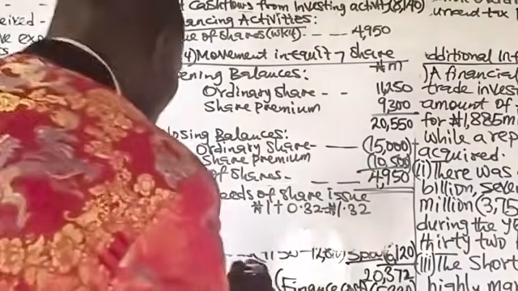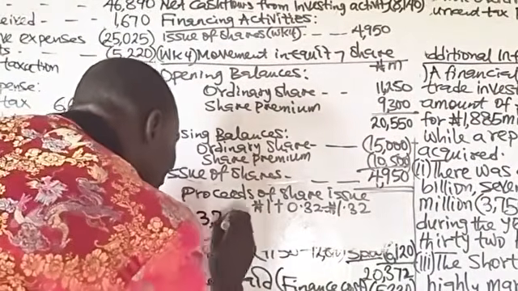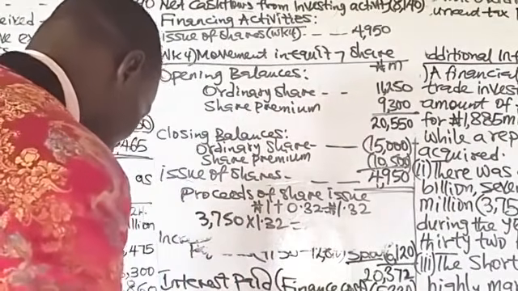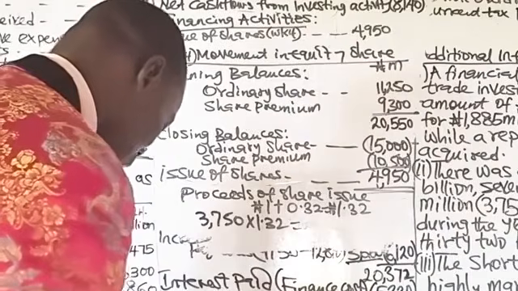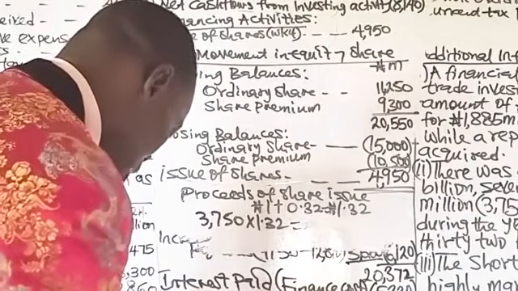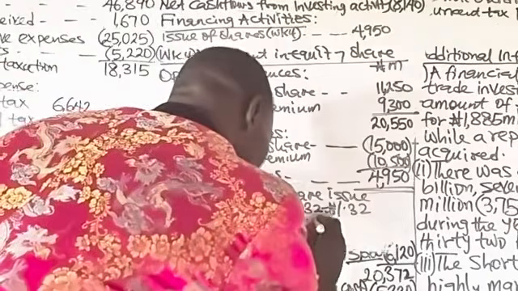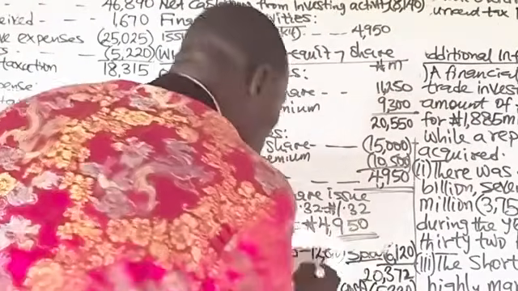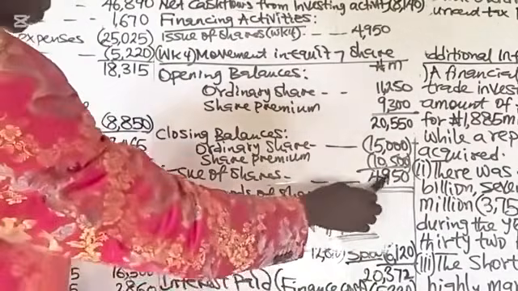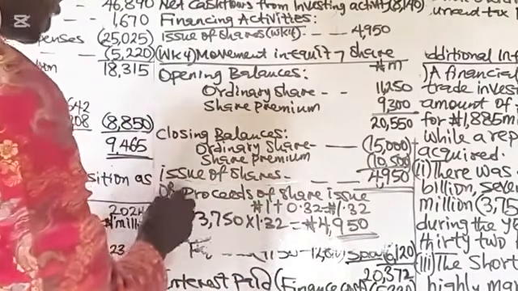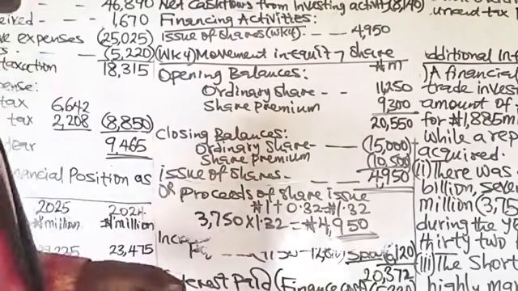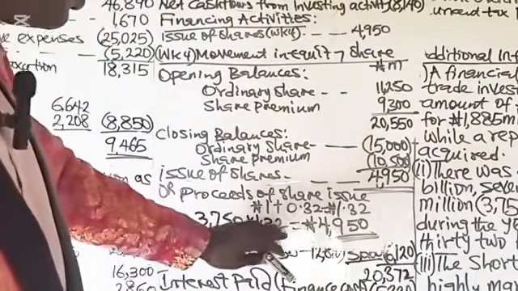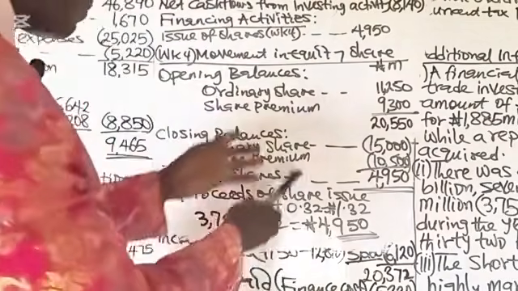So 3,750,000 times 1.32. So 3,750 times 1.32 gives us 4,950,000, which will give you the same result as what was obtained here. So that is the issue of shares. You either use this approach in calculating it, or you calculate it this way. Or if you want to separate it, you can separate it.